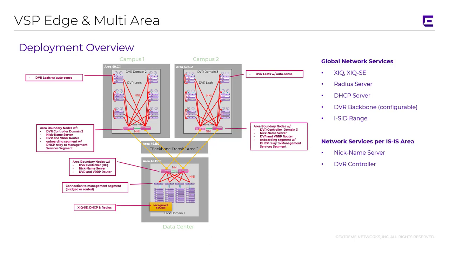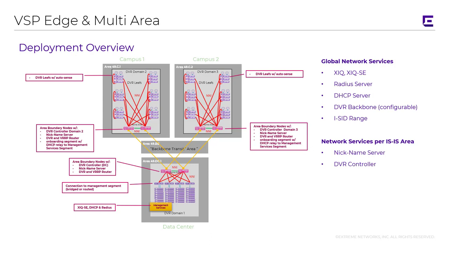Now, these DVR domains are DVR edge domains. So we have DVR leafs. They're all going out to support the users within the campus environments. We can see that they're interconnected down through the backbone transit area to an area boundary node that feeds into and is top of spine to the data center environment. And we can also see that this is where our connection to our management infrastructure would be, our XIQSE, our DHCP and RADIUS. And we can also see that this is where our management environment would come in as well. So this becomes very, very key. And the other thing to realize is the connection to the management segment could be bridged or routed.